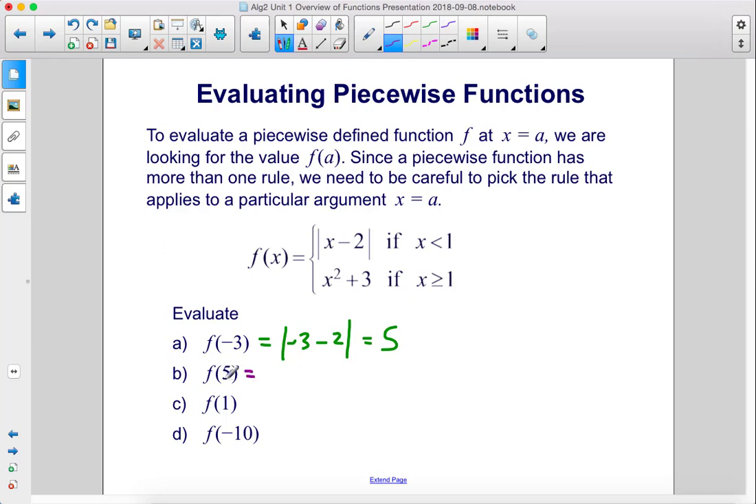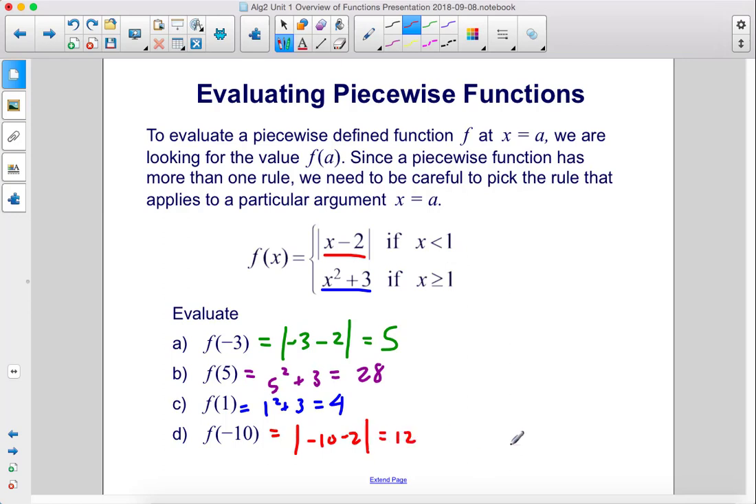All right, so if x is greater than or equal to 1, we follow this rule. 5 is greater than 1, so we're going to plug 5 into this rule here. 5 squared plus 3 equals 28. All right, f of 1. So if x equals 1, we're going with this rule. So we have 1 squared plus 3, which equals 4. Finally, f of negative 10, we're going with this rule since x is less than 1. So the absolute value of negative 10 minus 2 gives us positive 12.